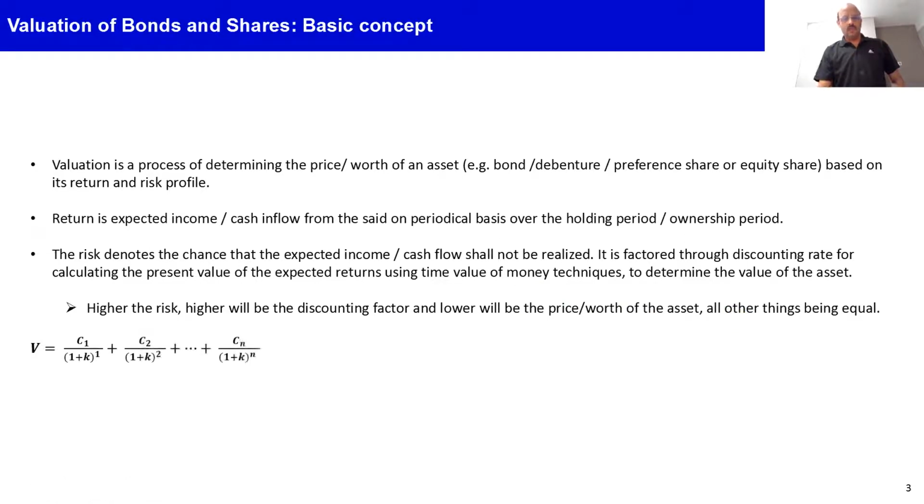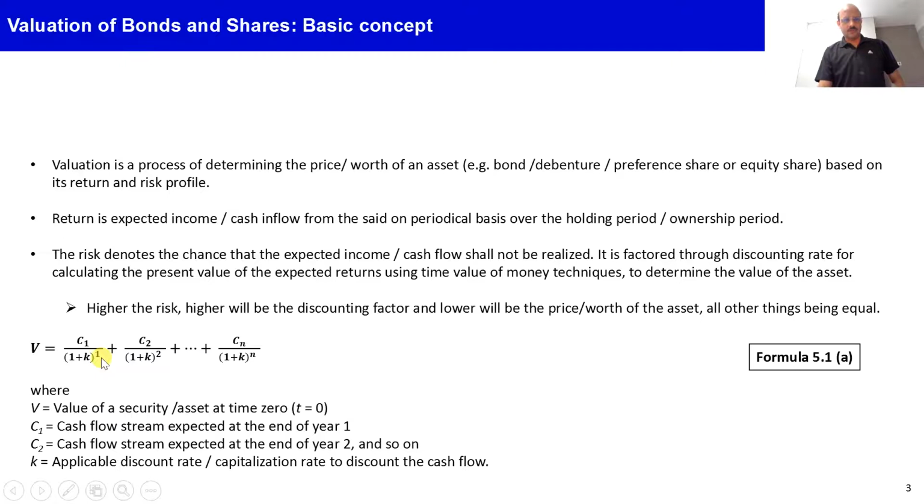So we can put it in a mathematical formula in a very simple way. C1 is the cash flow of year 1 divided by (1 plus k) raised to power 1. K is the cost of capital, or you can say the expected rate of return of the investor, at which it has to be discounted. And C2 is the cash flow of year 2, so that gets discounted by (1 plus k) raised to power 2, and so on till the nth period.